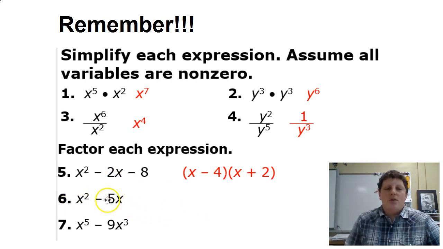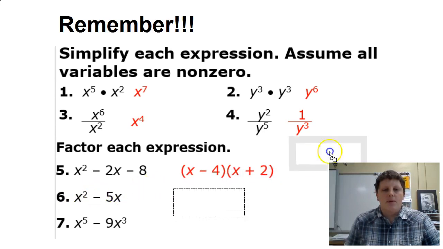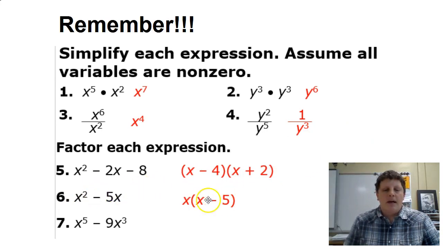In number 6, I notice a common factor. Both terms have a factor of x. I'm going to divide the x out of both terms, which will leave me with x minus 5 behind. Both of those divided by x give me x minus 5.